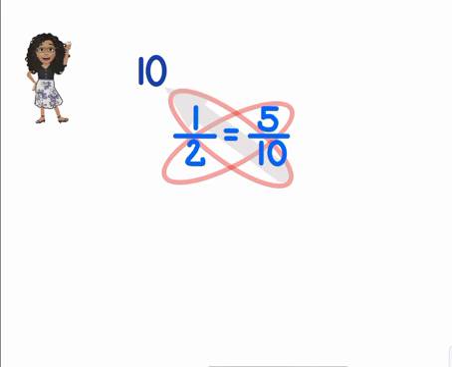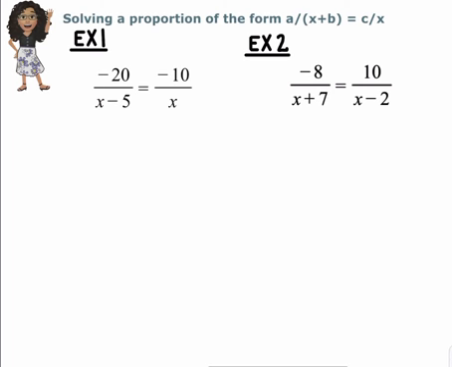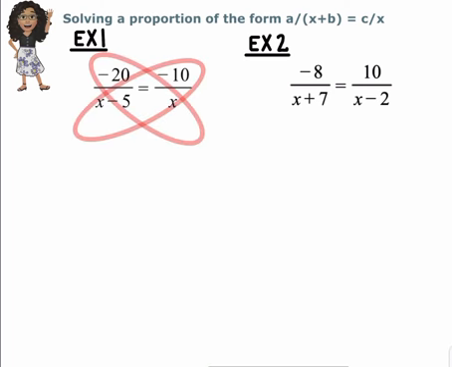10 times 1 is 10, and 2 times 5 is also 10. This was a shortcut to determine if two fractions were equal. If we apply this concept to the proportions in the examples, we'll set up equations that will be easy to solve. So let's start with example number 1.